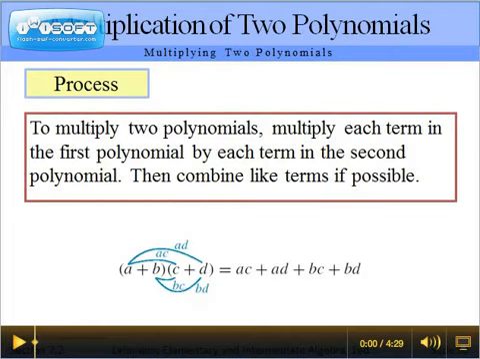So now that we've just multiplied a monomial by a polynomial, we have to study how to multiply two polynomials. So if I have two binomials, I multiply each term in the first by each term in the second. So I would have a times c, a times d, b times c, and b times d. So I have to multiply every term in the first by every term in the second. So to multiply two polynomials, multiply each term in the first polynomial by each term in the second polynomial. Then combine like terms if possible.